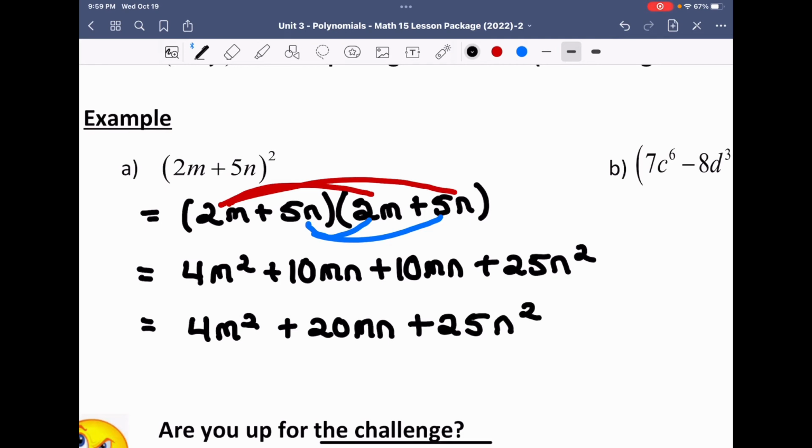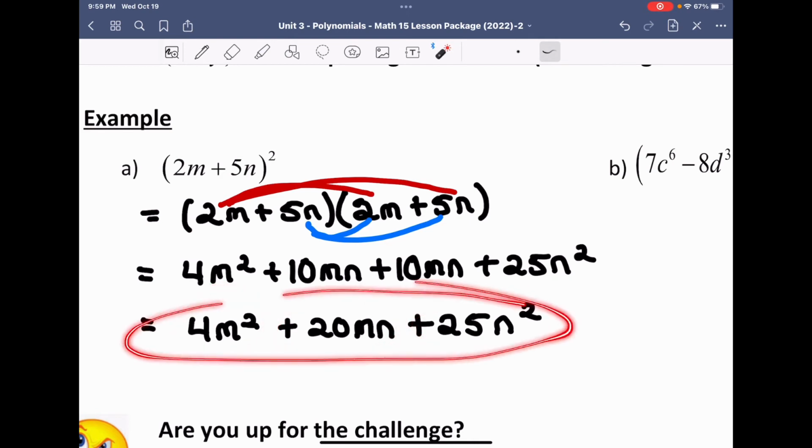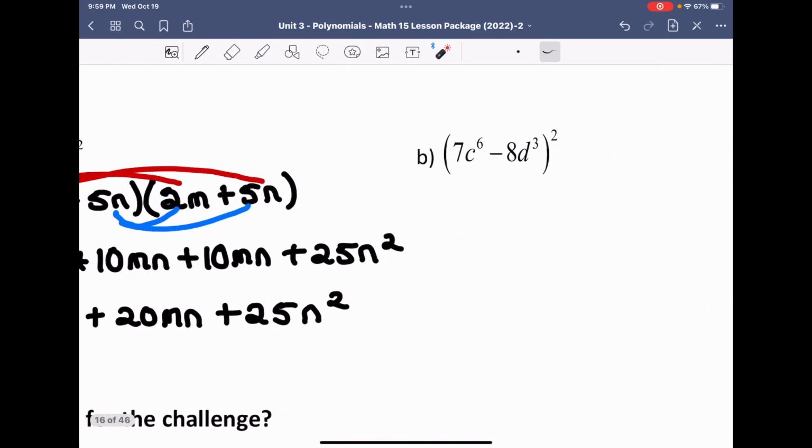Now, what is this called again? We know if there's 3 different terms involved in the polynomial, or 3 terms that make up the combined statement, this is a trinomial. All right, let's do another example here.